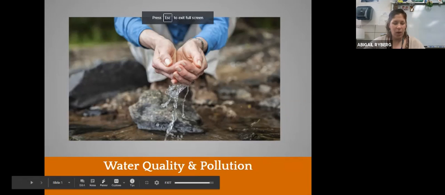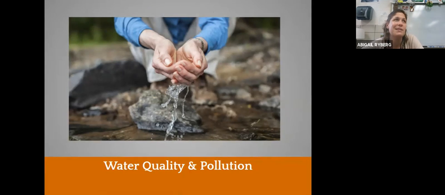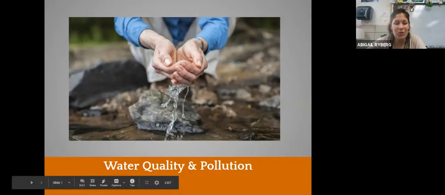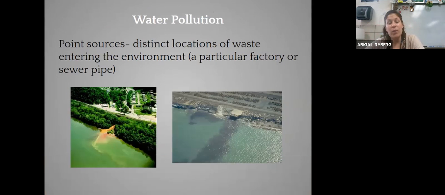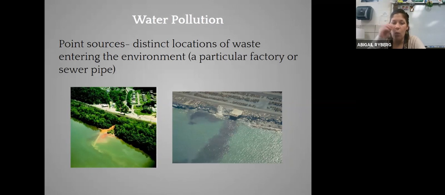Okay, so taking a look at water quality and pollution, some of this stuff is going to seem kind of obvious. But a lot of these things, I think most people, including your parents, have never actually thought about. So let's get started. When we look at water pollution, we actually categorize it into two main groups. There's one that we call point source. So this is pollution coming from distinct locations that enter the waterway from one area.